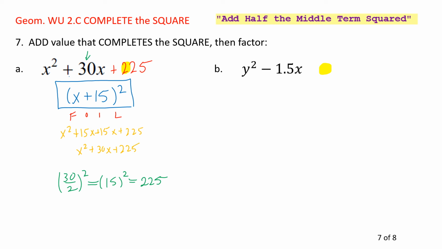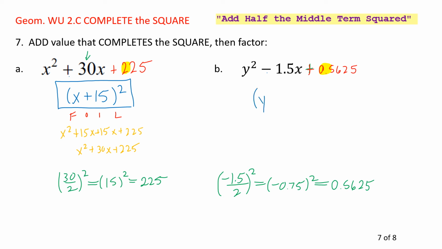Same thing over here. I'm going to take half the middle term and square it. I have no idea what that equals, but I know it's going to be positive. You always add this number because it will always be positive once you square it. 0.5625, and that means I know this will factor as y, in this case, minus half the middle term. And if you don't believe that, you can FOIL it out.